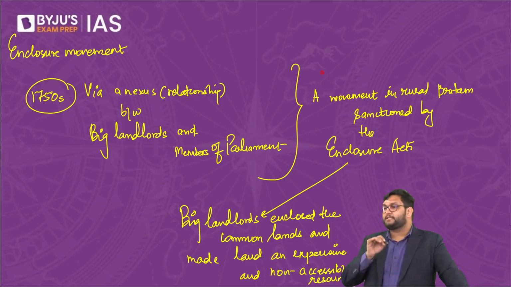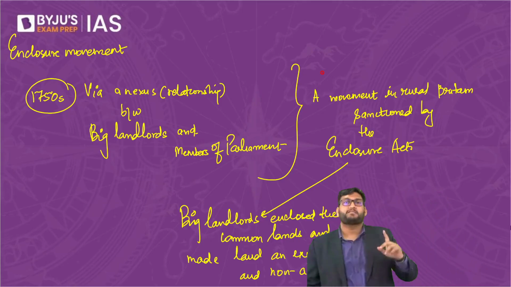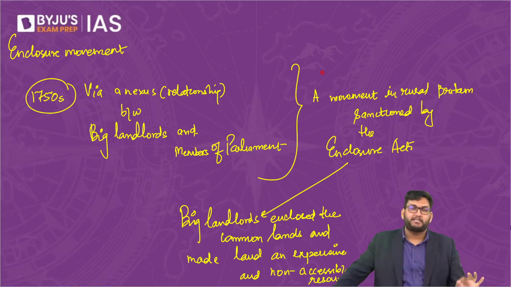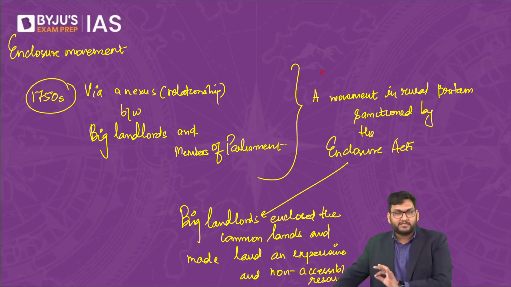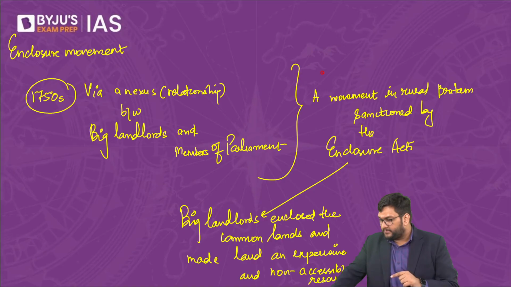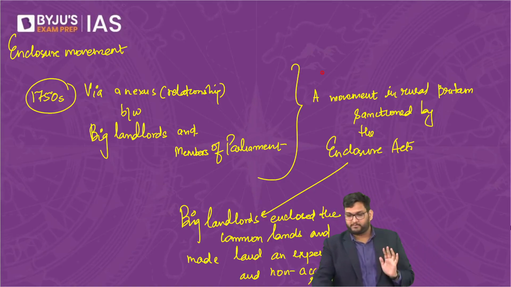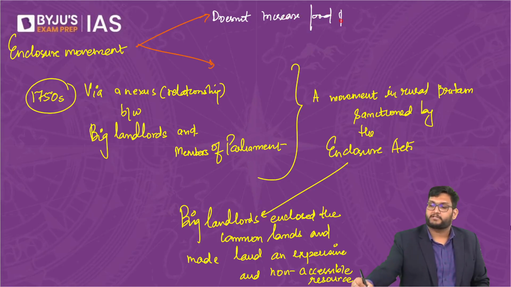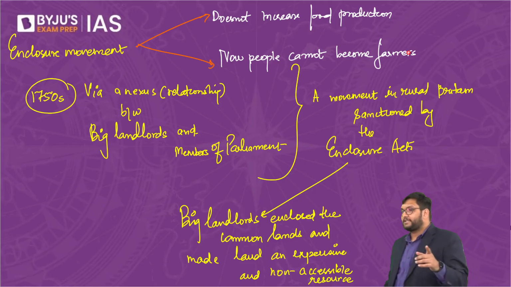See, the enclosure movement is problematic because it basically blocks the first path. Enclosure movement is a legally sanctioned encroachment of public land by big landlords in the name of doing big cash crop based agriculture. But if you are going to do cash crop agriculture, does it actually increase the food production? No. So basically, enclosure movement does two things. Firstly, it does not increase food production, and also now people cannot become farmers.